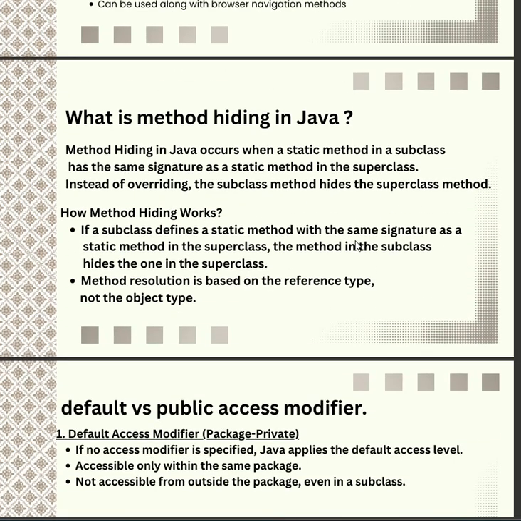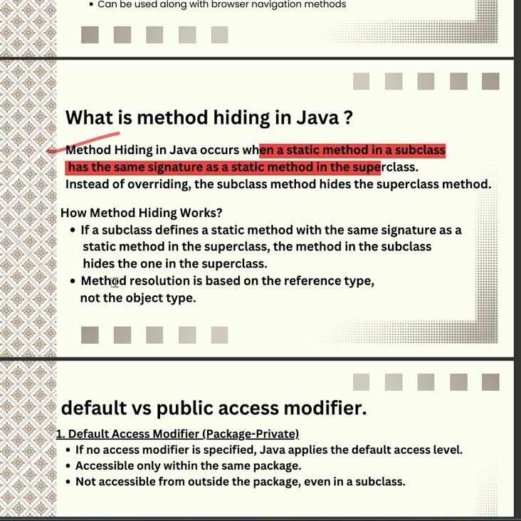Now moving to the next question, and the next question is related to Java. The question is, what is method hiding in Java? First we see what method hiding is. Method hiding occurs when a static method in a parent class is redefined by a static method in the child class with the same name and parameters. Like method overriding, method hiding is specific to static methods and does not involve runtime polymorphism.